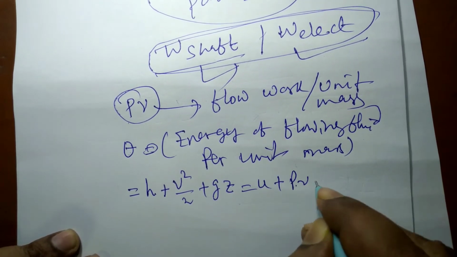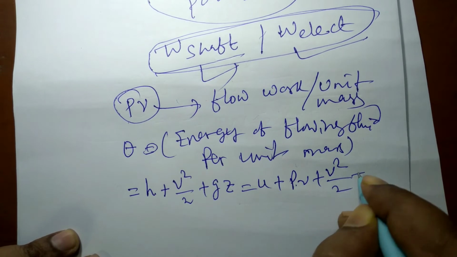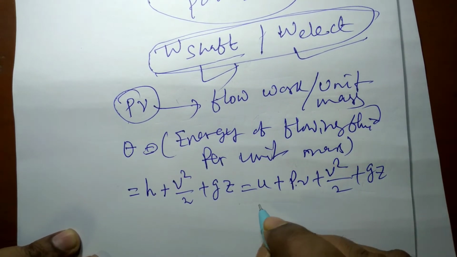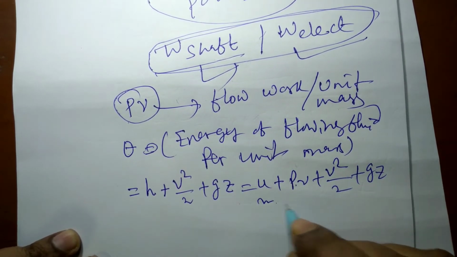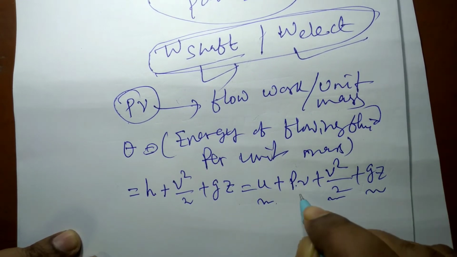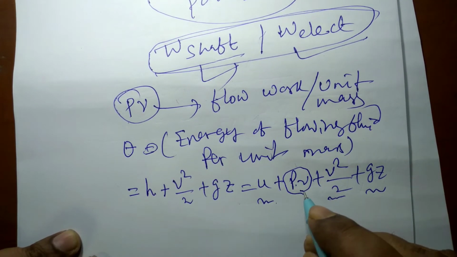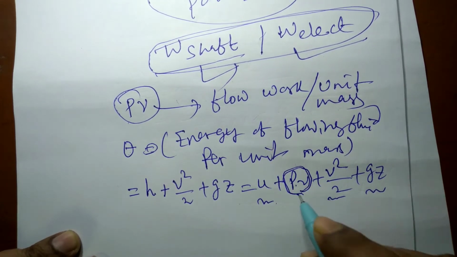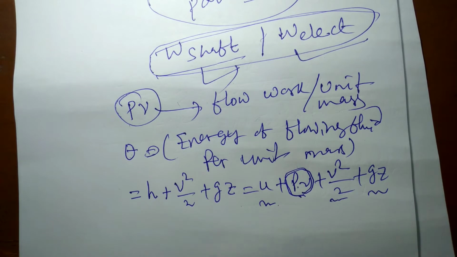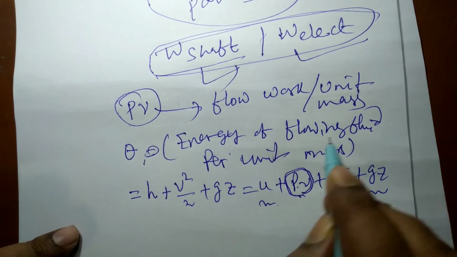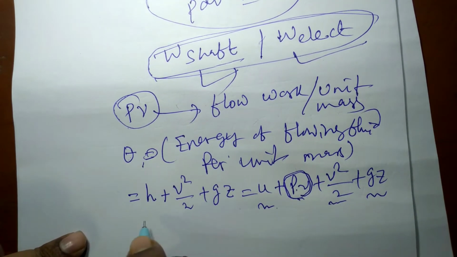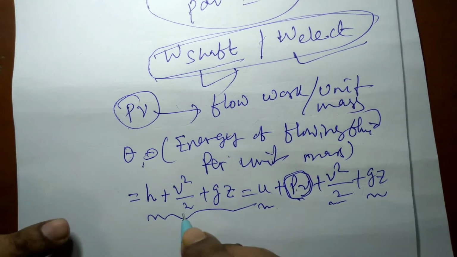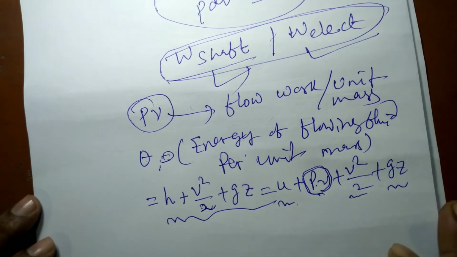You know that for a non-flow fluid, this is the summation of energy, u plus V square by 2 plus gz, and this Pv term comes into the picture only in case of a flow process, because this is the flow work. Whenever this flow work is imparted onto a fluid element, that is conserved in the form of energy of flowing fluid. So theta, that is energy of flowing fluid per unit mass, I can write as h plus V square by 2 plus gz.